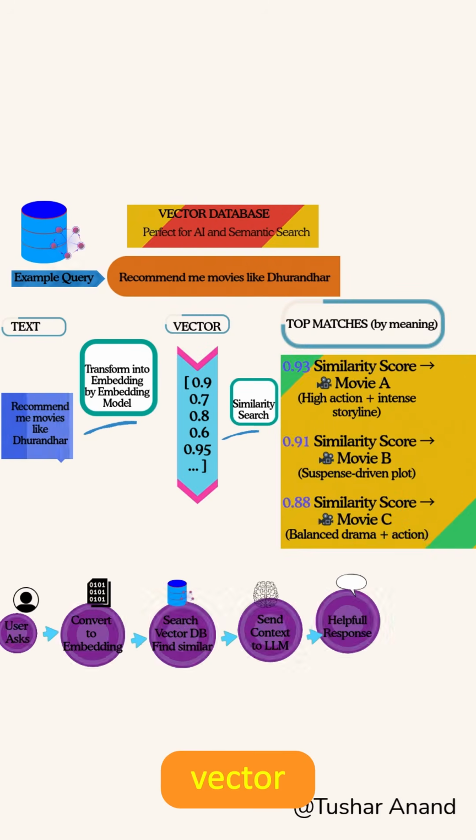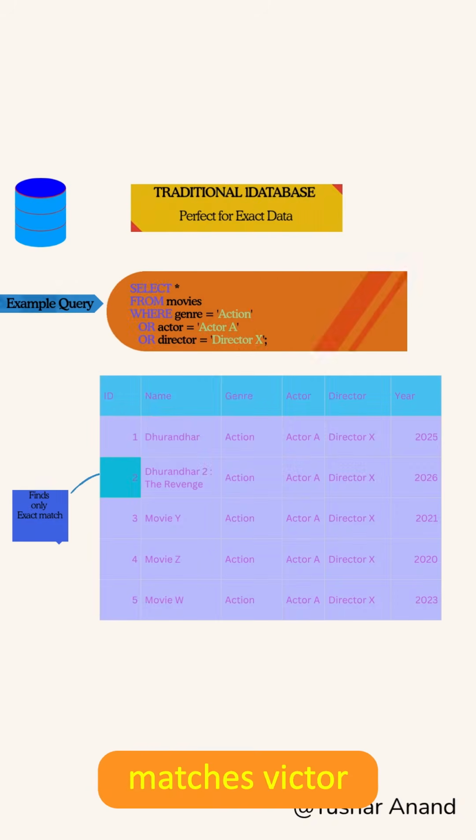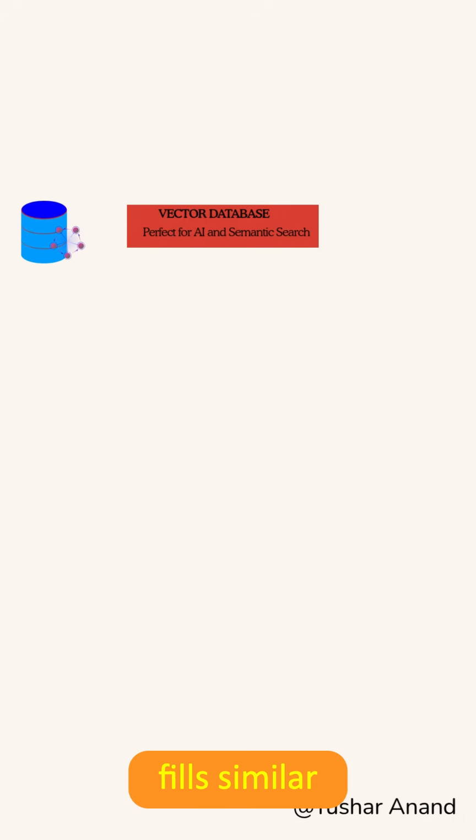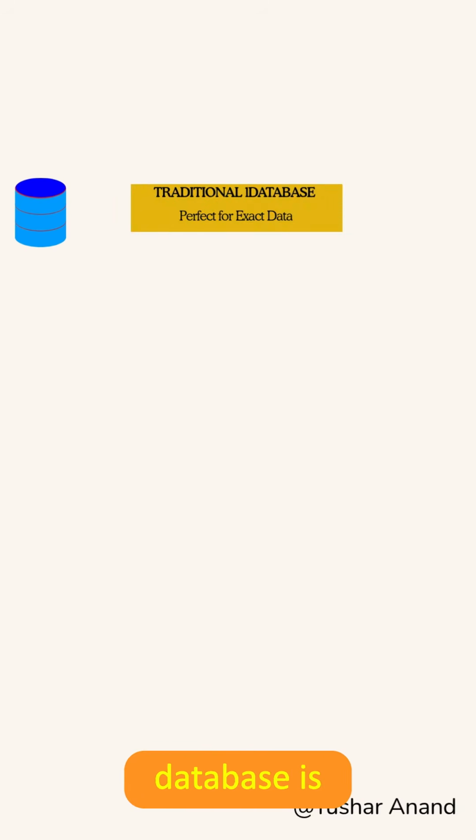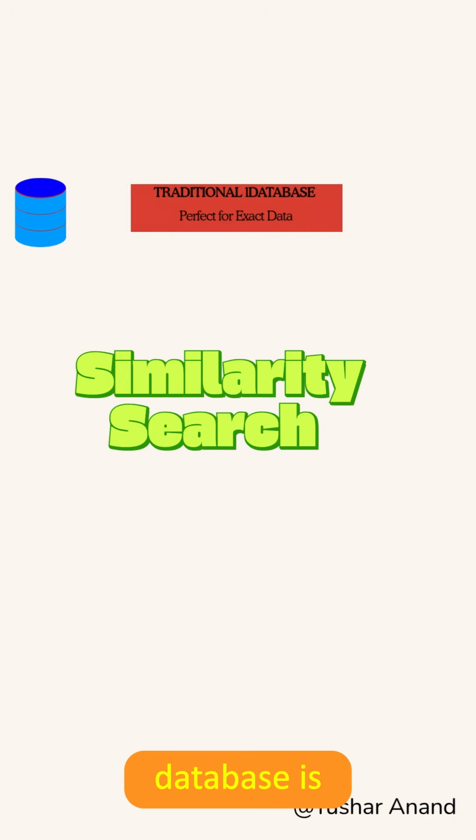What exactly is a vector database? If a traditional database answers "what matches," a vector database answers "what feels similar." And this is exactly how AI understands the world. The logic for a traditional database is keyword matching, whereas for a vector database it is similarity search.